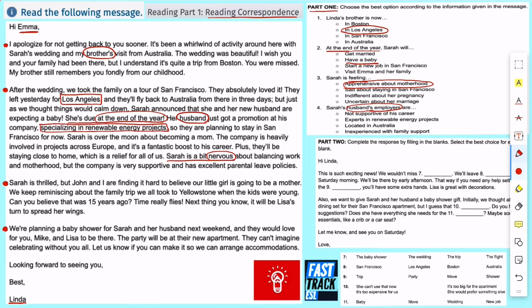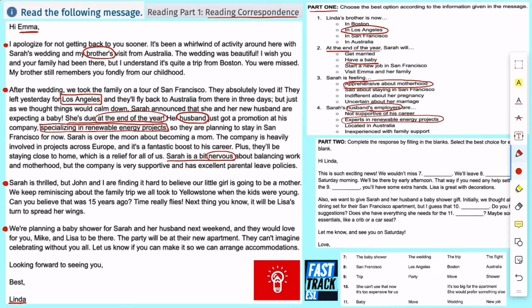Option A, not supportive of his career. B, experts in renewable energy projects. C, located in Australia. And D, inexperienced with family support. So as you can see, we located where the answer can be found using the keywords, and we found the best option, which is option B, experts in renewable energy projects.